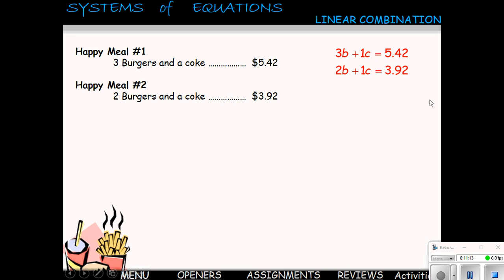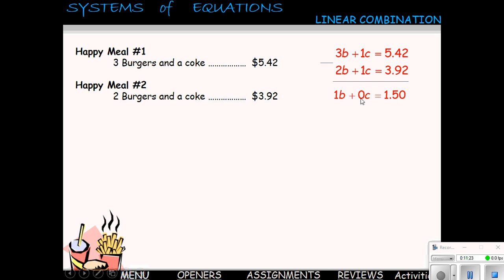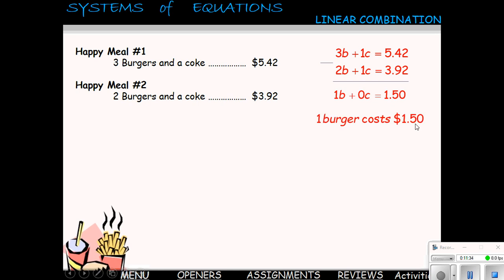Essentially what we did is you can subtract one equation from the other, and it's still true. We still have the same values for the burger and the Coke. See, 3 burgers minus 2 burgers is 1 burger. Coke minus a Coke is no Cokes. And 5.42 minus 3.92 is $1.50. 1B plus 0C is 1.50. In other words, 1 burger costs $1.50.